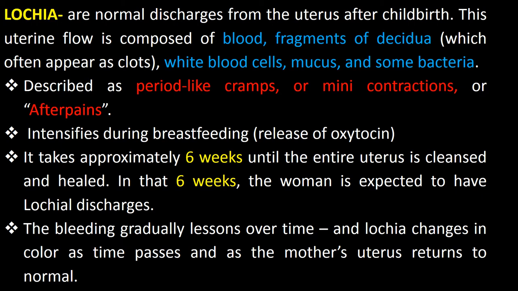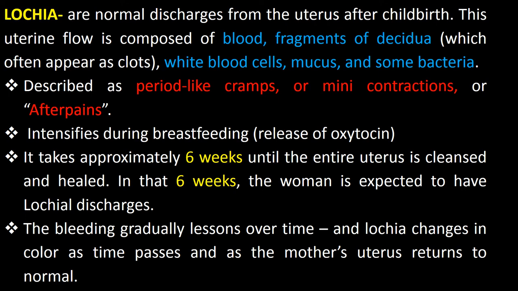Now, lochia, as defined by Adele Pillitteri, are normal discharges from the uterus after childbirth. These normal discharges are composed of different components like blood, decidual fragments, which may appear as blood clots, white blood cells, mucus, and even some bacteria. These are the components of your lochia. Sometimes, mothers will describe the pain as period-like cramping, or it appears as mini contractions.